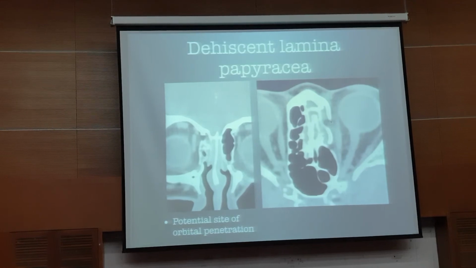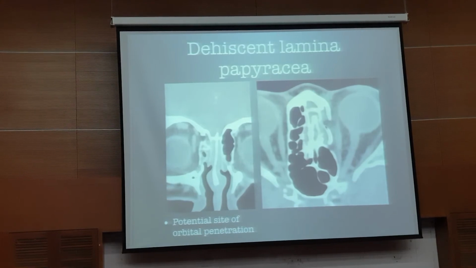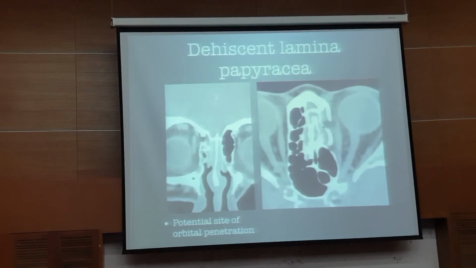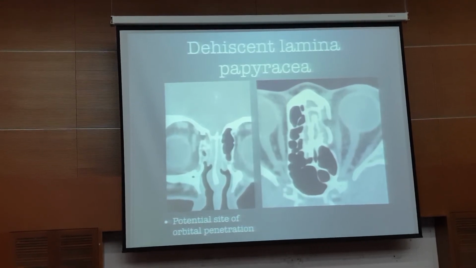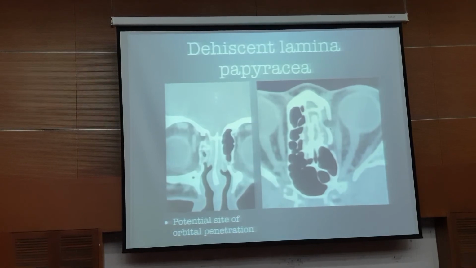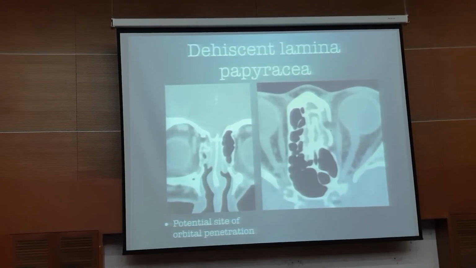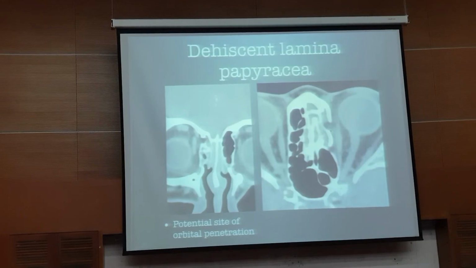This is very important because if a surgeon happens to be in this area and they muscle through this area, it can be quite catastrophic because it can cause orbital penetration. You can get this from trauma, or you can also get it congenitally. In my experience, I've only seen maybe 1 or 2 cases of congenital dehiscence of lamina papyracea.